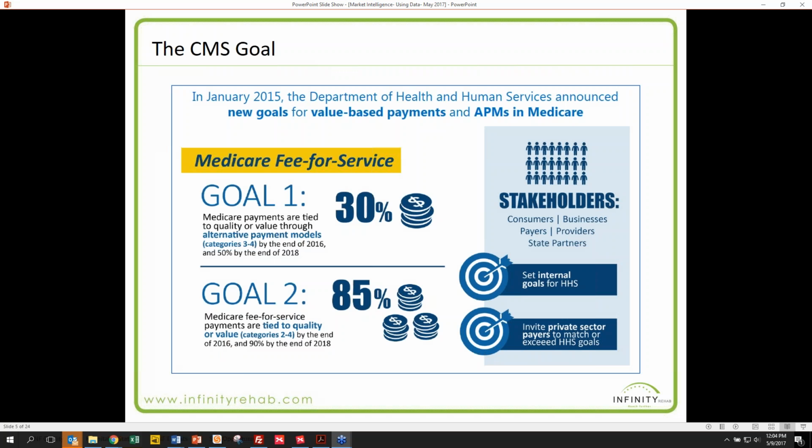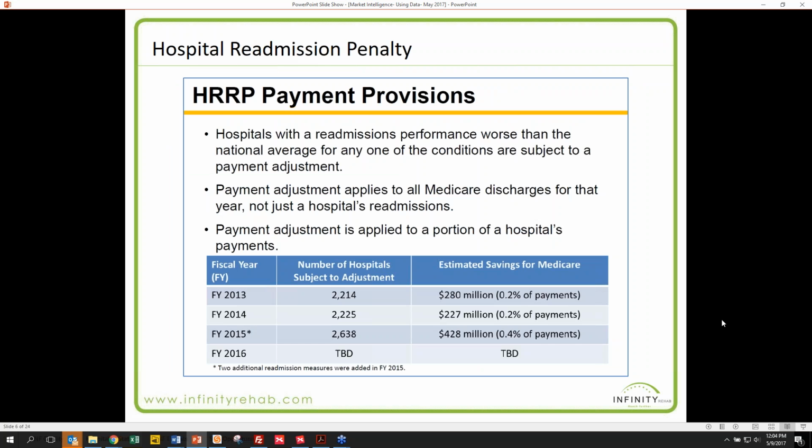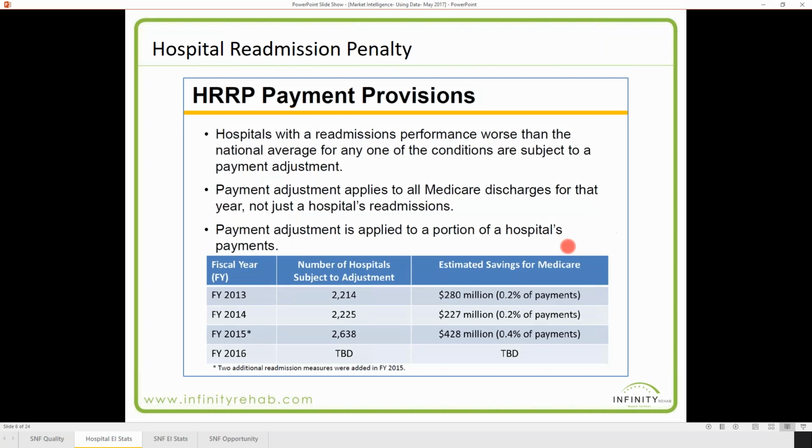Now, how Medicare has delivered on that promise is through a series of regulations and payment reform initiatives. The first one is the hospital readmission penalty, which we are all familiar with. The interesting part is when it first came on, back in 2013, most hospitals believed they would not be subject to the penalty. And yet, as you can see, with each coming year, more and more penalties have been levied on hospitals because their readmission rates are not where they should be.